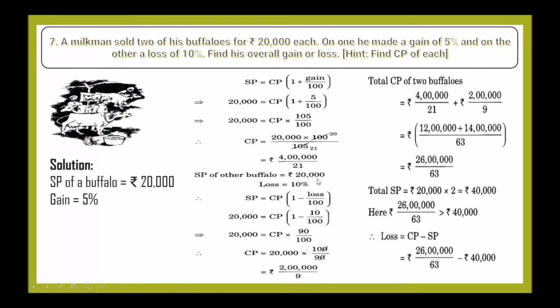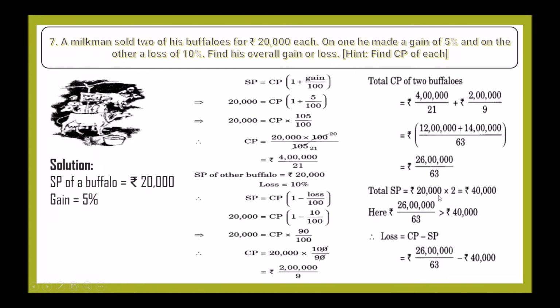Now the SP of the other buffalo is 20,000. Loss is 10%. So CP here equals 2 lakh/9. Now the total CP of the two buffaloes, that is 4 lakh/21 + 2 lakh/9. That is 12 lakh + 14 lakh/63. We have taken the LCM. So 26 lakh/63.